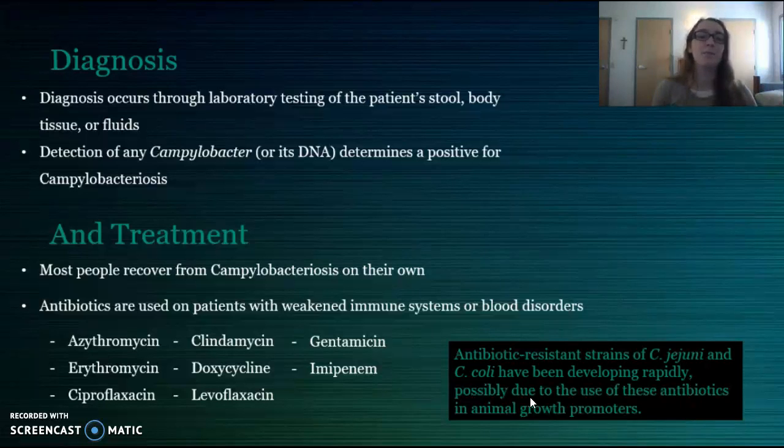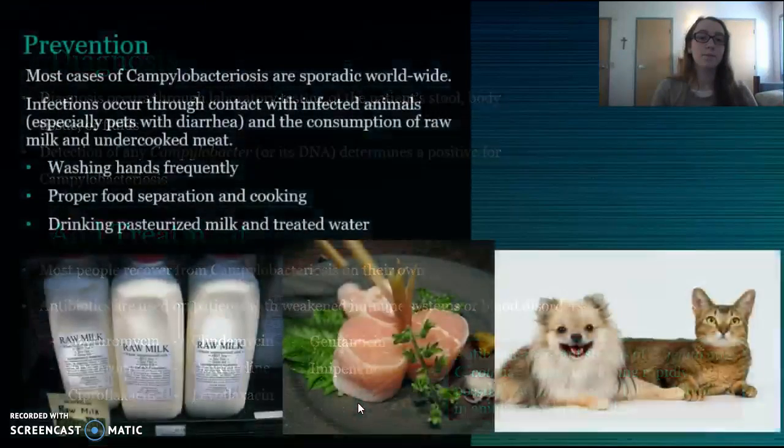In this case, the 8 antibiotics listed here are the common ones given, but there has been an increasingly rapid development of antibiotic-resistant strains of C. jejuni and C. coli, and scientists believe that this is a result of using antibiotics in animal growth promoters, which establish the antibiotics and introduce them into the environment of the bacteria before it even enters a human being, therefore making them less likely to be effective when actually being applied.